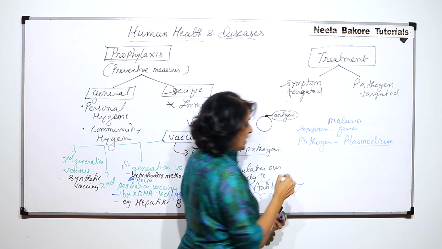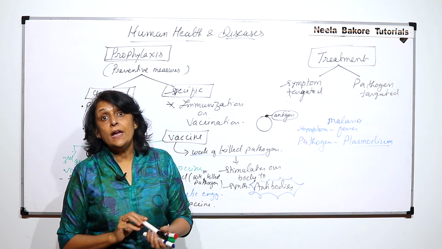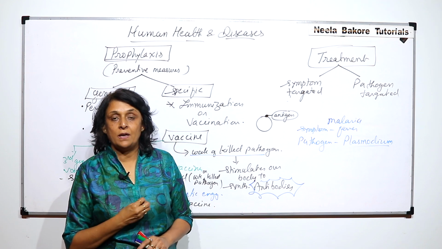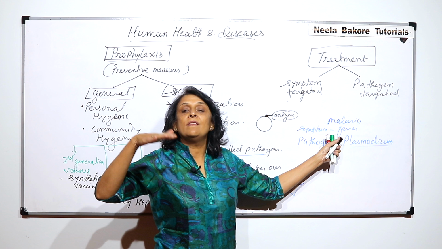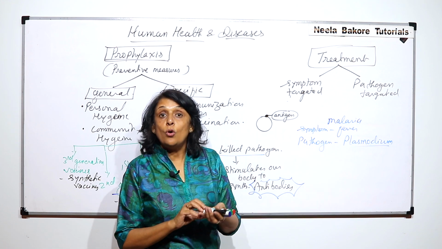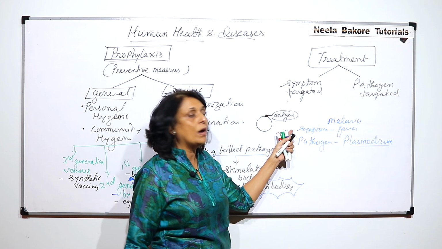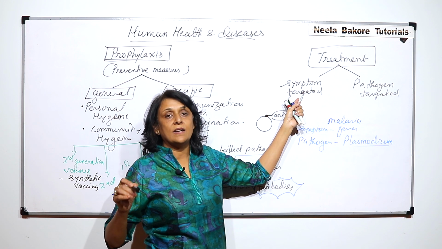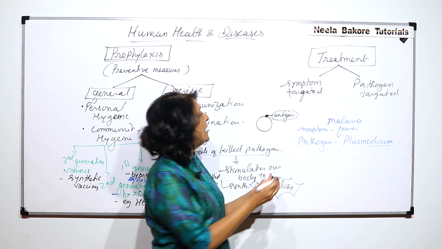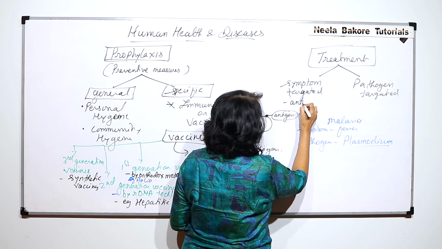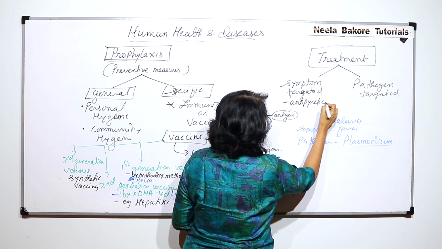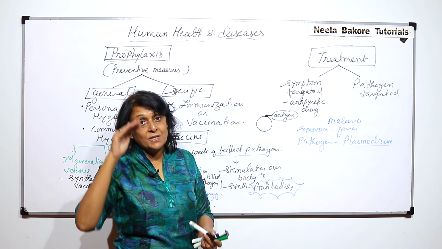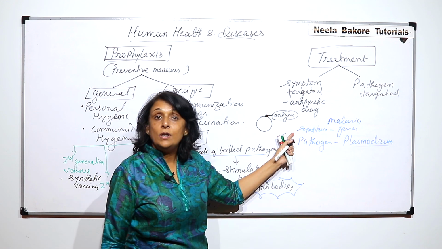And there are various species of this Plasmodium. So if a person has malaria, then there are two types of drugs which are given. One which is going to bring the fever down. So those drugs are acting only on the symptom. Such drugs are called symptom targeting drugs. So in case of malaria, if we take some antipyretic drug like Crocin, then the fever comes down.